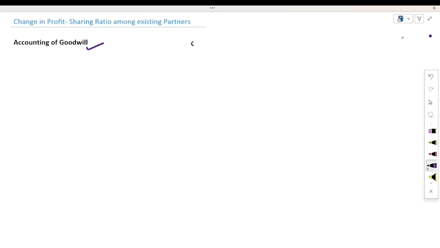As we know, goodwill is an intangible asset, and accounting standard AS 26 says that goodwill should be recognized in the books only when consideration in money or money's worth has been paid for it. Without paid consideration, we cannot treat goodwill here. In case of a change in profit sharing ratio, what would happen here?